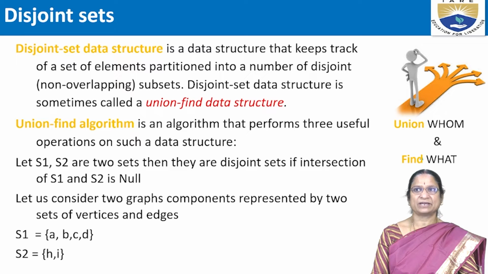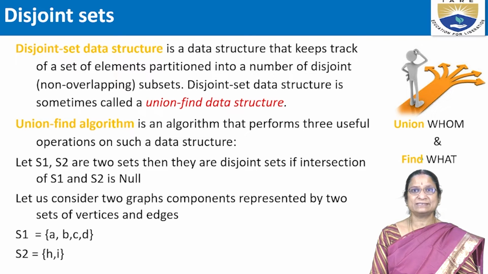So what is union? What is find? The union-find algorithm performs three useful operations on this data structure: union, find, and make set. Make set creates a new disjoint data structure, which is then used with the union and find operations. This disjoint set is used in various applications.